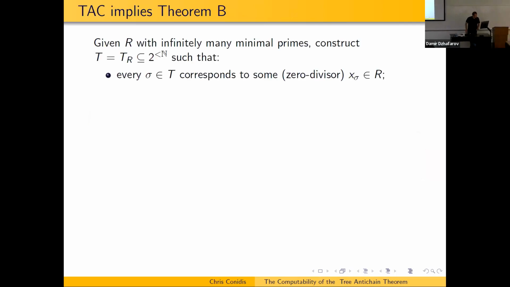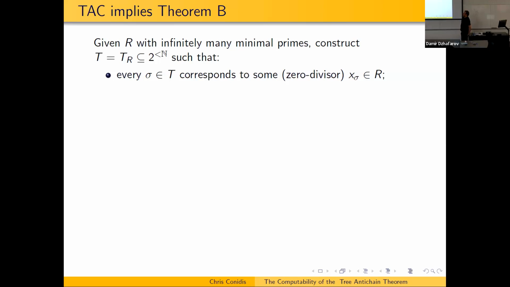All right, so let's sketch some proofs here. How does the tree anti-chain theorem imply theorem B? Remember, theorem B says that if you have a ring that has infinitely many uniformly co-prime minimal primes, then your ring is not Noetherian. So there is an infinite strictly ascending chain.